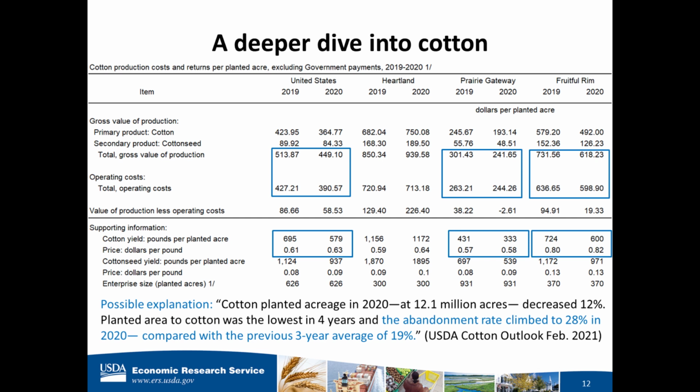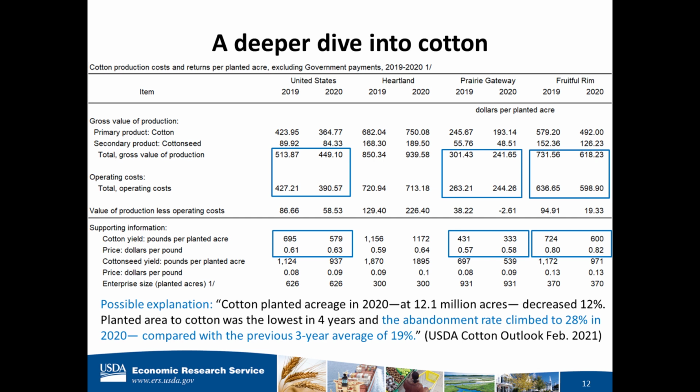So what is really driving that negative change that we saw in the United States is not price, it is actually cotton yield. As you can see, cotton yield in pounds per planted acre decreased from 695 to 579 for the United States. And similarly, for the other two regions, we also saw a decline of almost 100 pounds per planted acre in the Prairie Gateway region and of almost 76 pounds per acre planted for the Fruitful Rim region. This can be seen in the first row under supporting information.